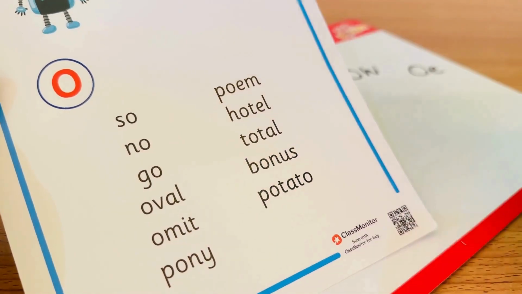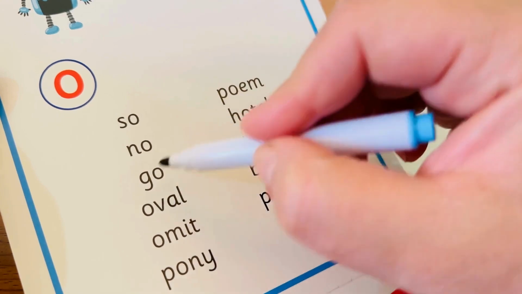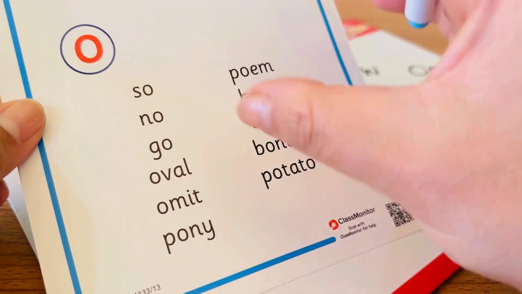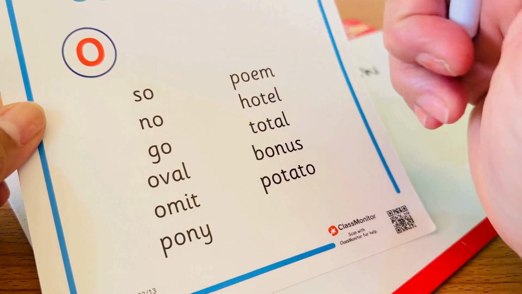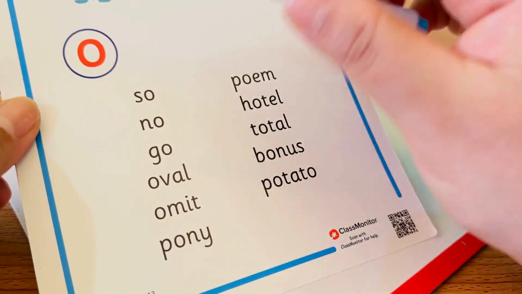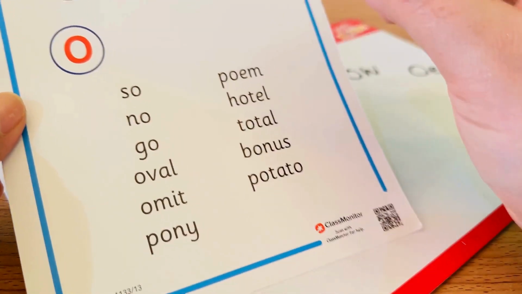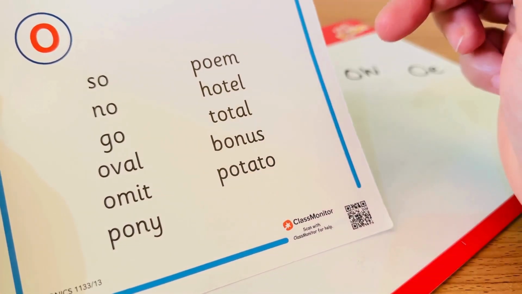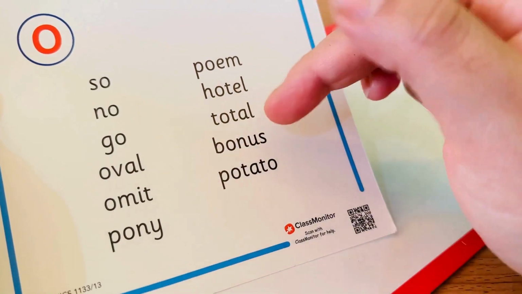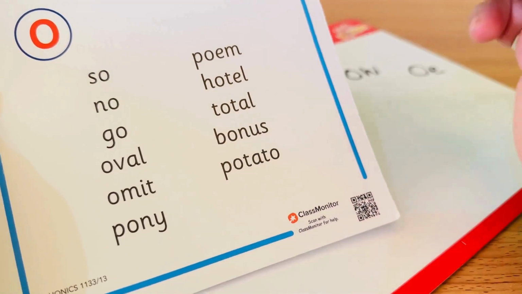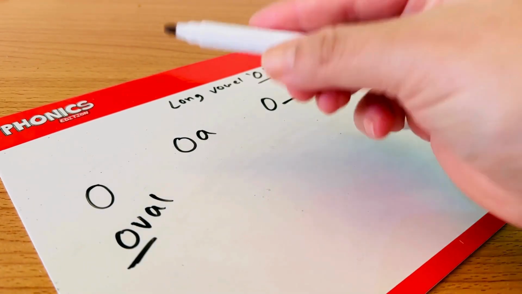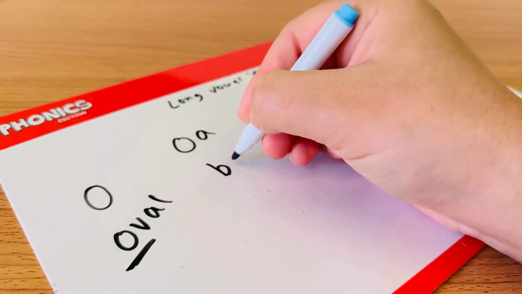Let's look at some of the words. So, no, go. Here O is coming at the end. But now let's look at some of the examples where O is coming in the middle. Total. Bonus. Can you feel the stretch of letter O? Bonus. Now let's look at some of the words where O is followed by A.